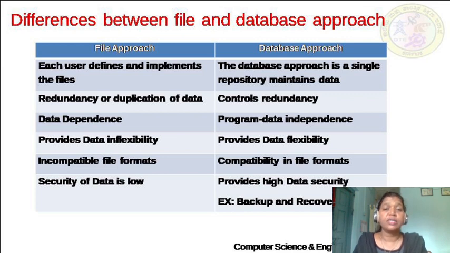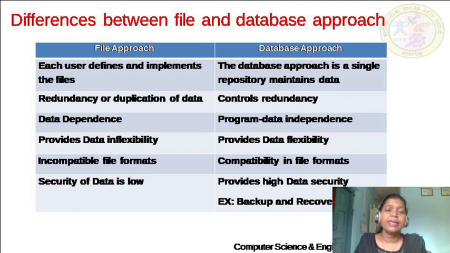Next comes redundancy. What is redundancy? Duplication. In the case of files, yes, duplication may happen because the same file can be saved multiple times having the same information. File 1, file 2, file 3, up to file n can have the same information. Whereas in the case of a database, what are we doing? We are controlling the redundancy, no duplication. We are avoiding the repetition of the data.